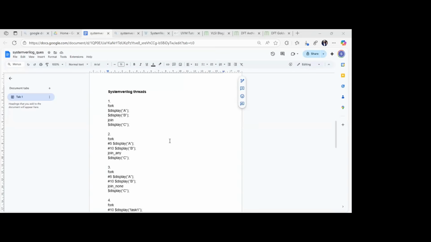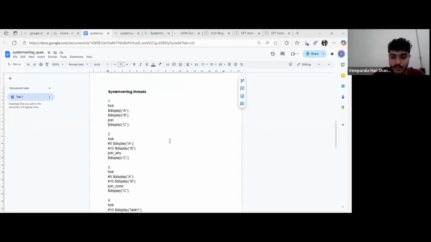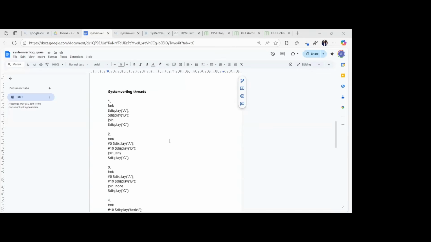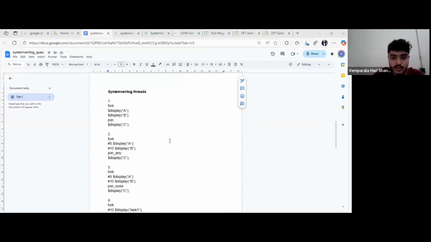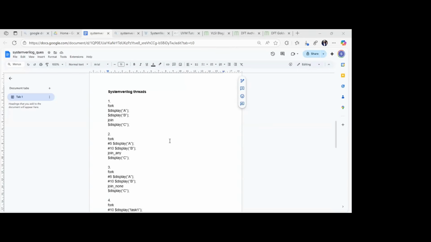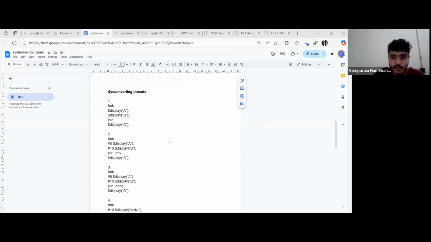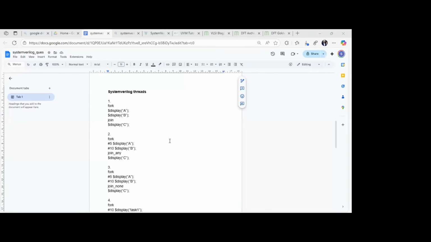Can you repeat? The A value will be displayed as well as the B value. Then when will the C value be displayed? The C value will be displayed immediately after displaying the A value and B value. So the answer is A and B in parallel, and C only after both are done. Yes, correct. Okay, now next.